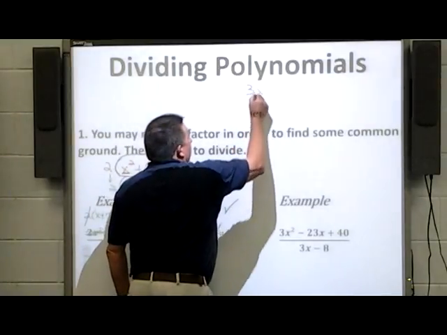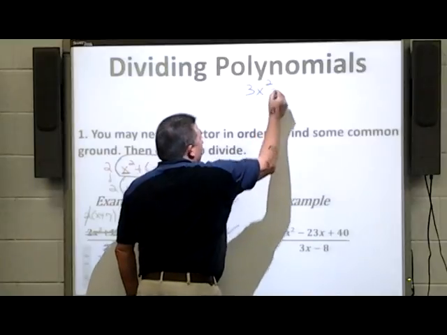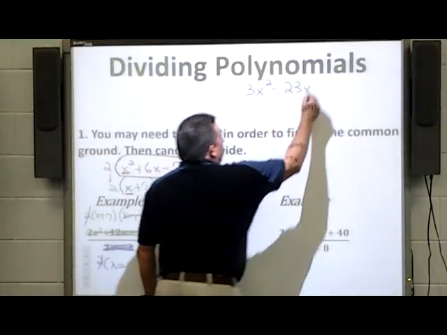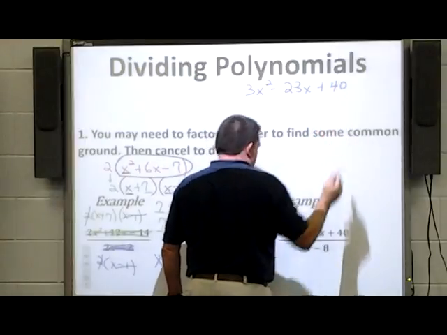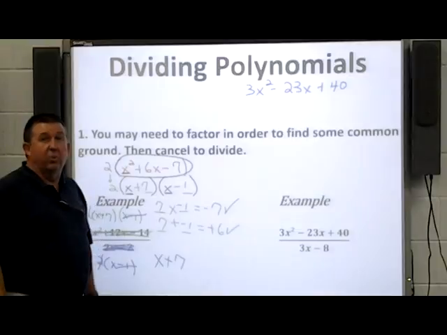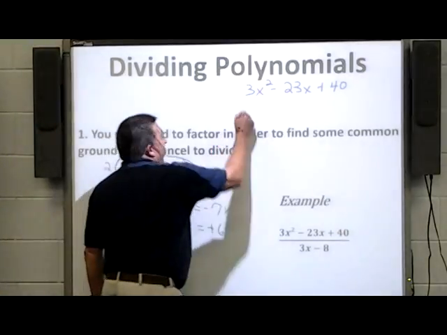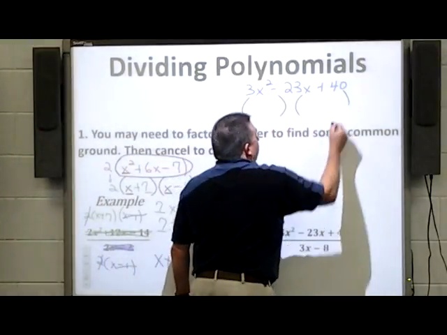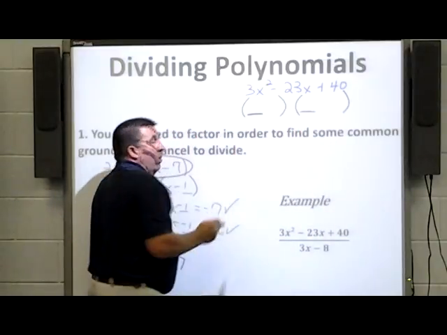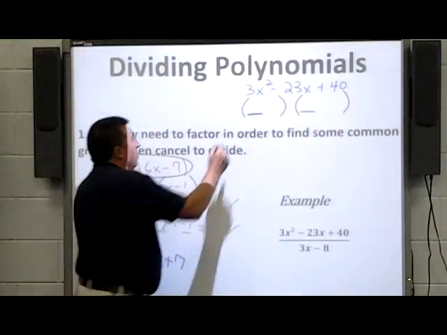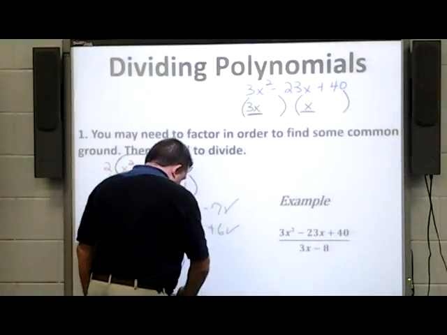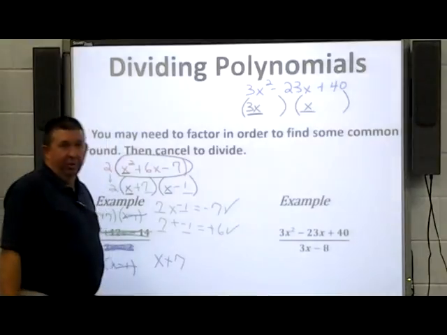I'm going to do 3x squared minus 23x plus 40. Again, I have a trinomial because it has 3 terms. I'm going to try to factor it into 2 binomial factors. Luckily for me, the only way to get 3x squared is 3x times x. Now for the fun part.